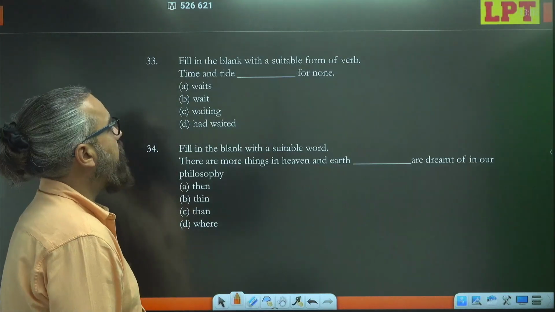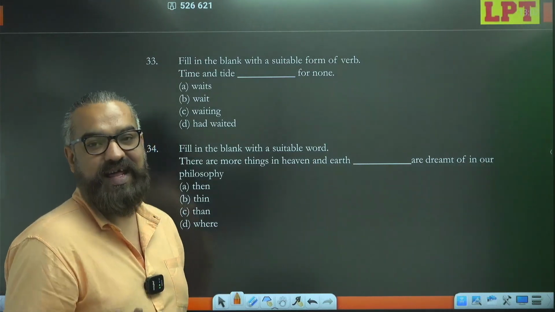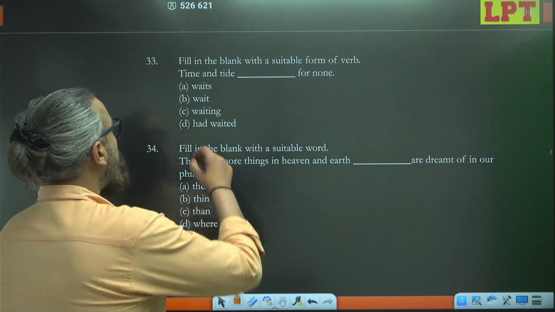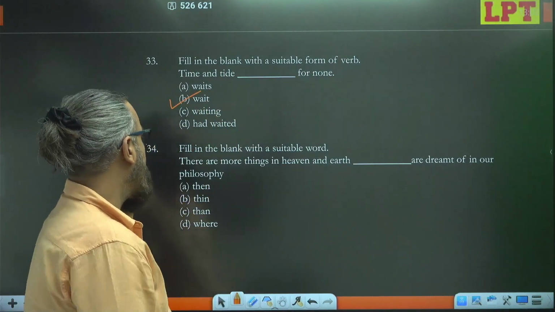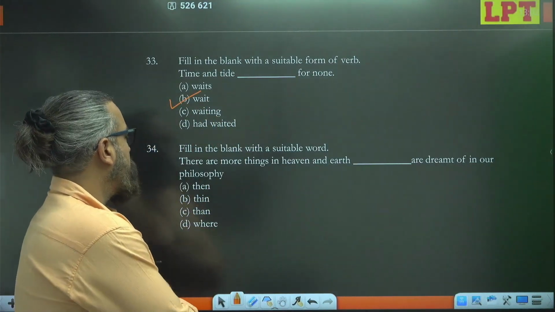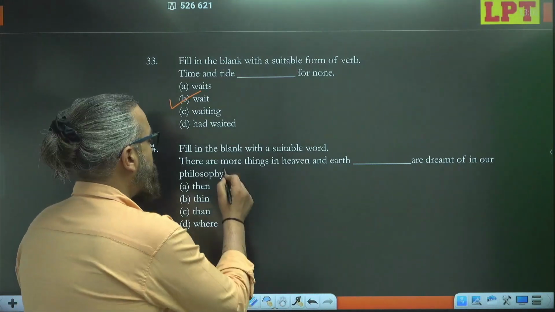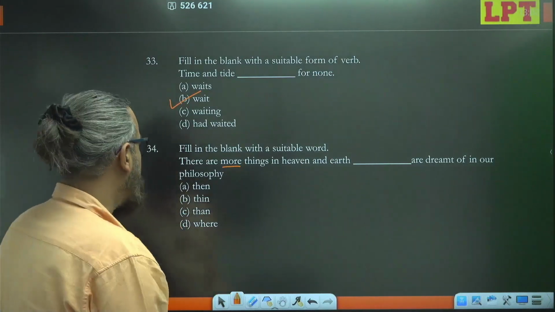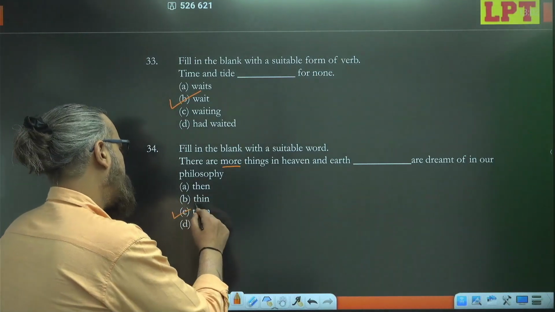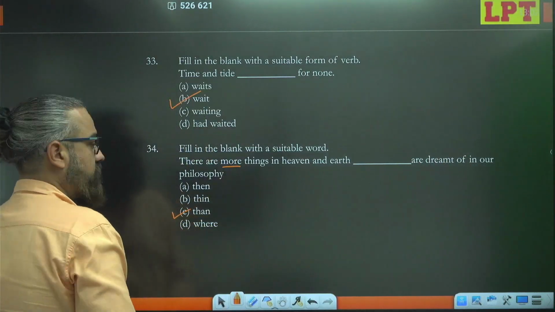Next question. Fill in the blank with a suitable form of verb. This is a famous saying. Time and tide, wait for none. Now, last question. Fill in the blank with a suitable word. There are more things in heaven and earth. More. Now, we're comparing, right? What comes with the comparative degree? Than comes with the comparative degree. More things than are dreamt of in our philosophy.